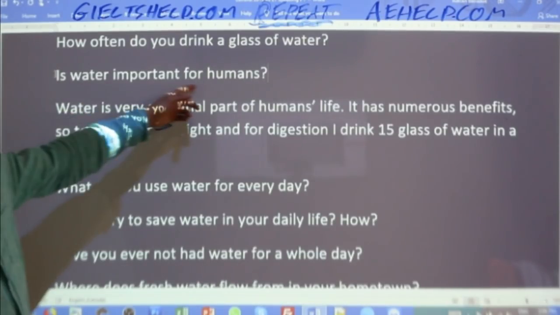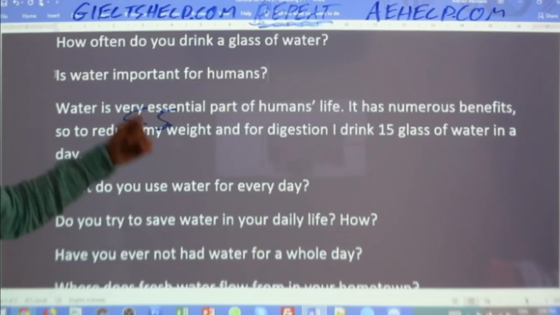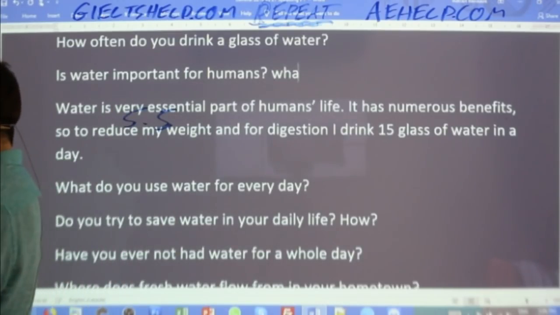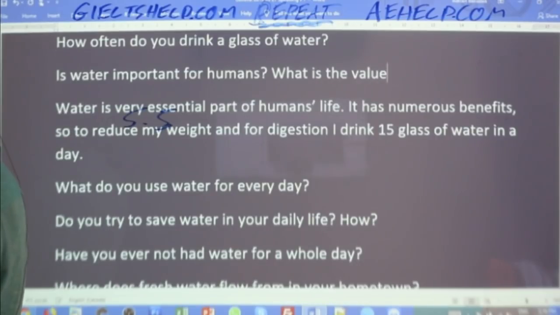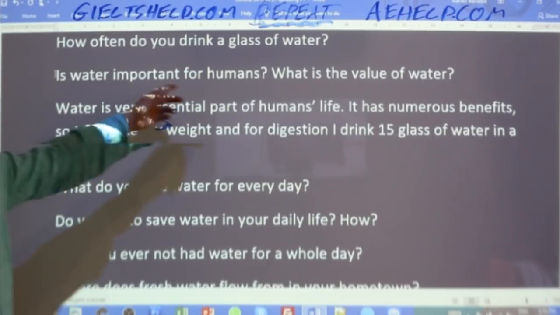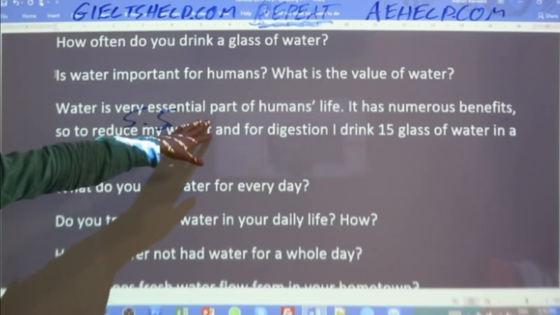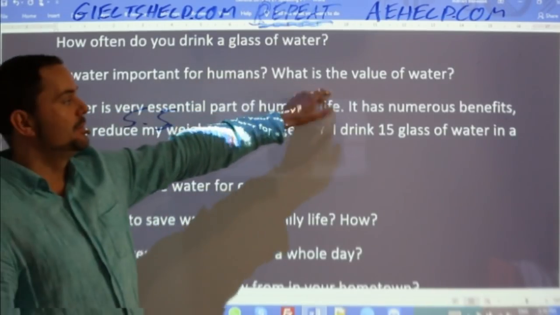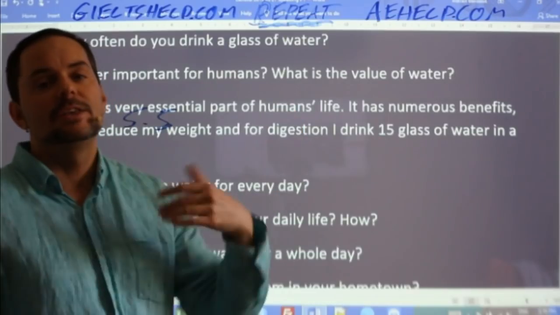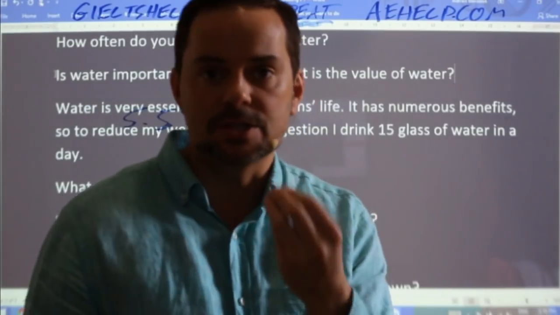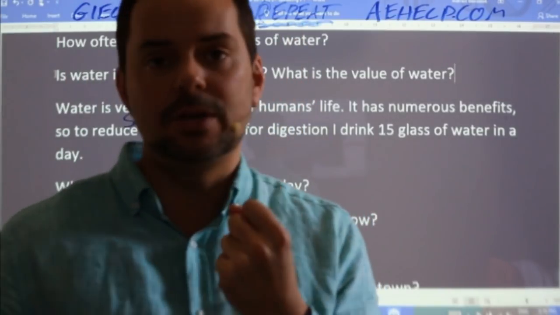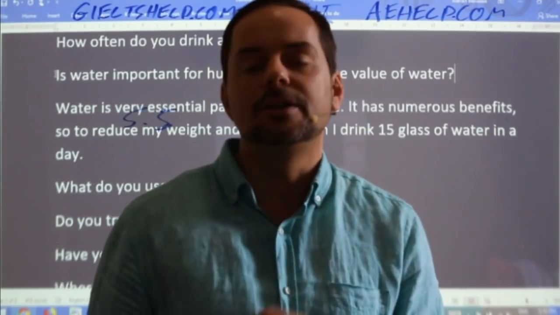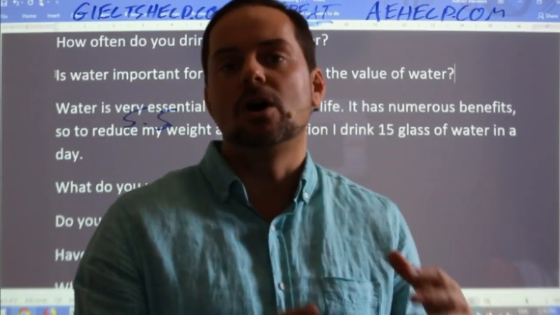Is water important for humans? Or my question is not, what is the value of water? If I want to ask it as an open question. So these are not my questions. Why are you giving me an answer to those questions when I'm not asking you those questions? This is your coherence score, students. This is your coherence score. You cannot give me general off-topic answers.